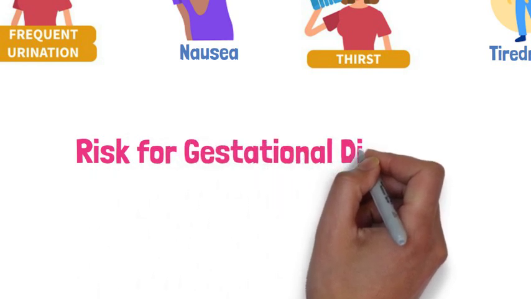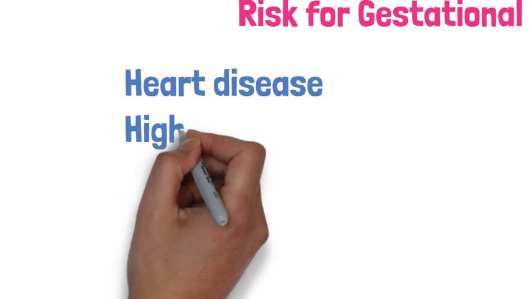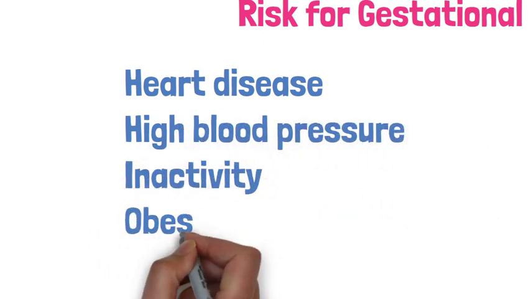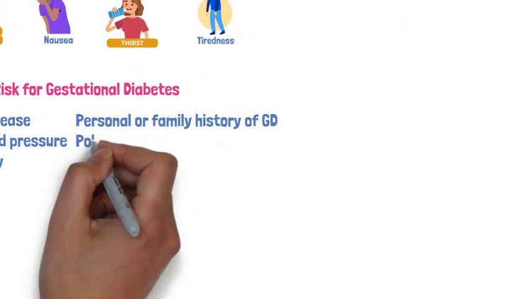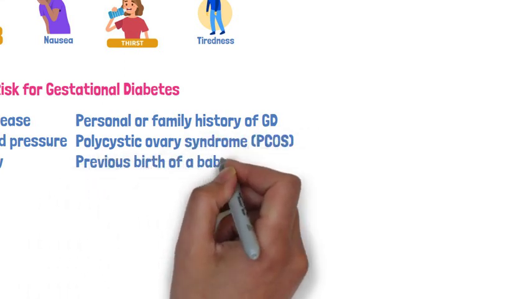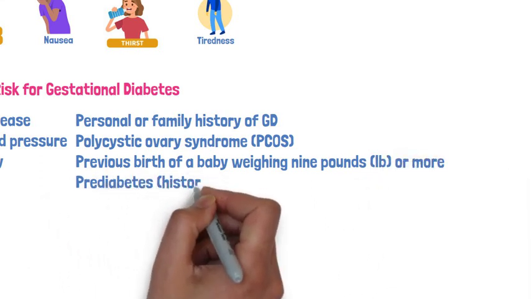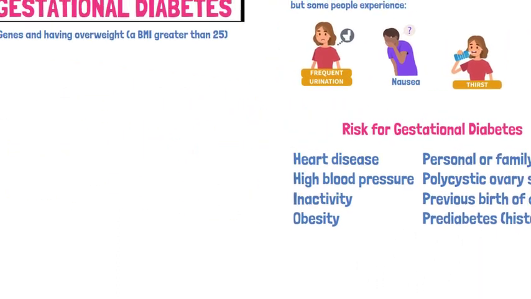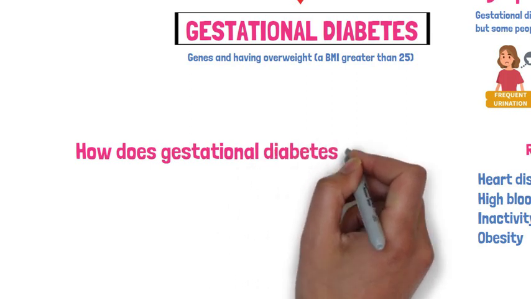Who is at risk for gestational diabetes? If you have heart disease, blood pressure problems, inactivity, or obesity, or any family history of gestational diabetes, if you have polycystic ovary syndrome or a previous birth of a baby weighing about 9 pounds or more, or pre-diabetes, a history of higher than normal blood glucose. These are all factors that can lead to gestational diabetes.